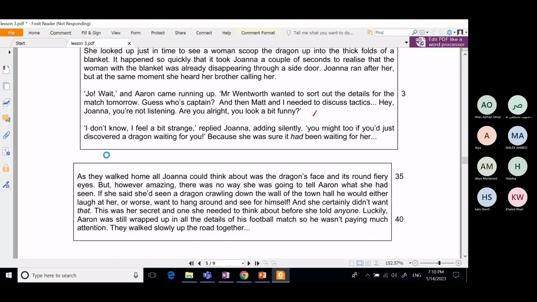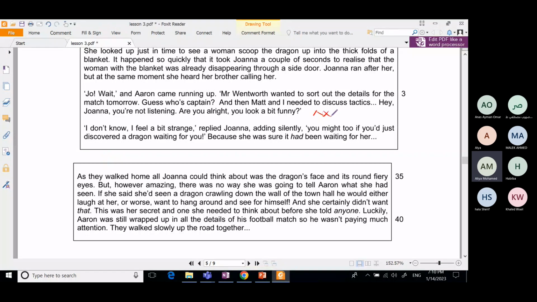Okay. As I walked home, all Joanna could think... No, I don't. The paragraph before, here. Oh, I feel a bit strange, replied Joanna, adding silently, you might too if you just discovered a dragon waiting for you, because she was sure it had been waiting for her.